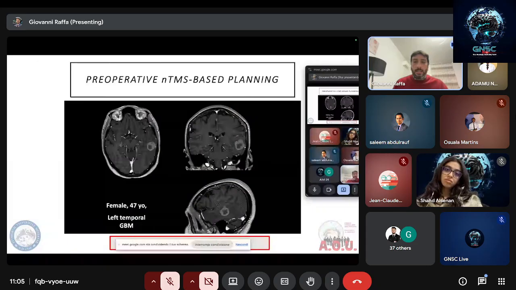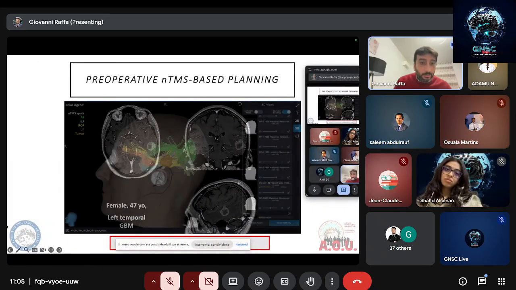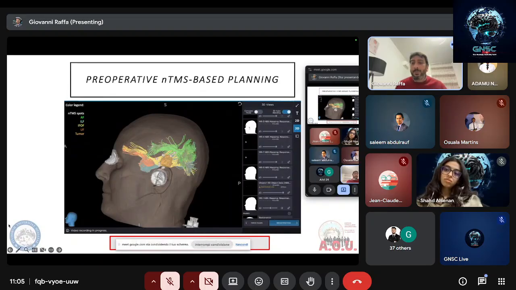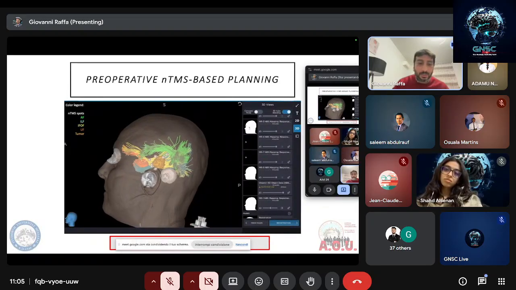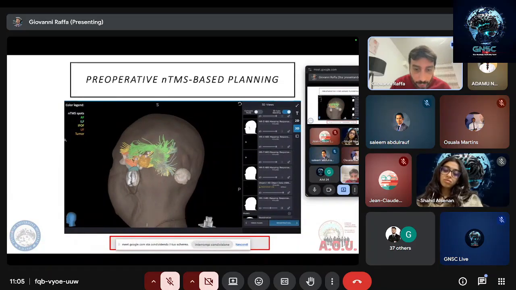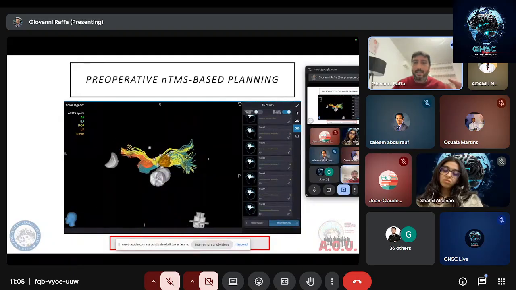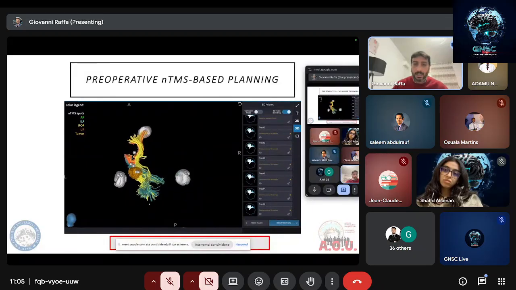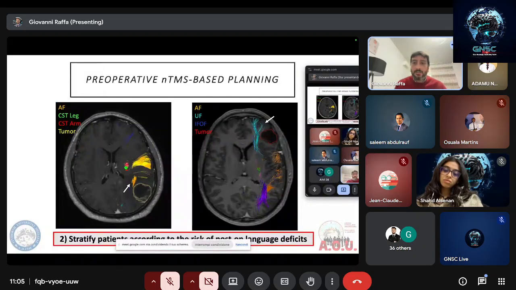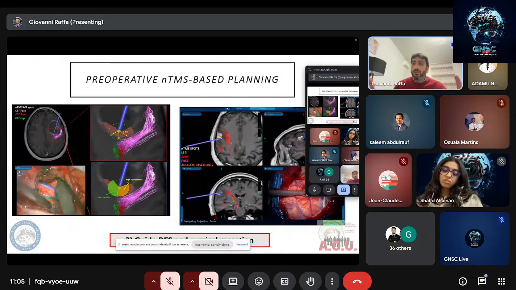So, summarizing what I have told you until now, the NTMS preoperative mapping and planning can be used, first of all, to identify the spatial relationship between the lesion and the eloquent networks, the cortical areas, the subcortical structures, that allow us to stratify patients according to the risk of developing postoperative motor or language deficits. And all this information can be used during surgery to improve the results of our surgery, in conjunction, of course, with the intraoperative mapping.